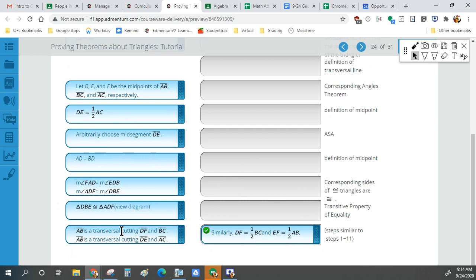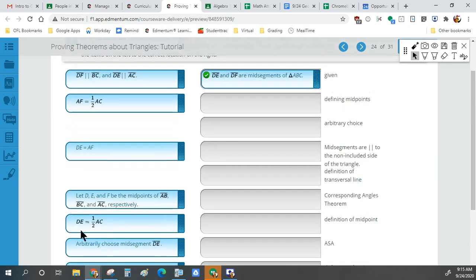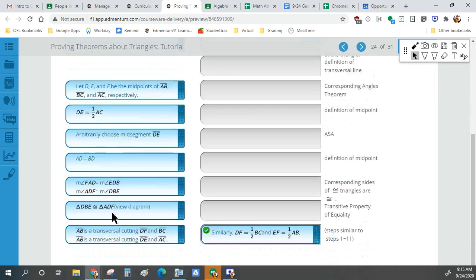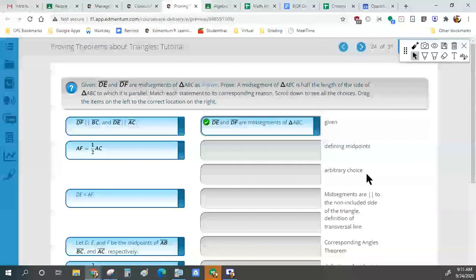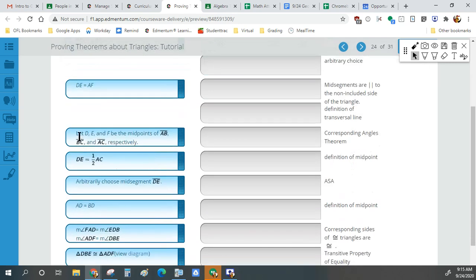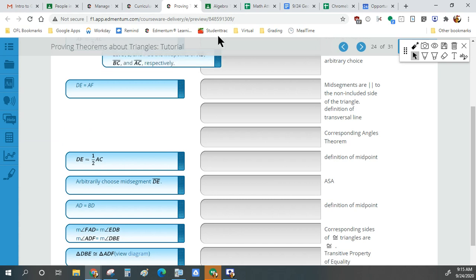A transversal cutting that, nope. Why did they give you a proof this big? That's going to be a midpoint. Defining midpoints. Well, defining midpoints would say that they cut it in half. Let D, E, and F be midpoints. There we go.